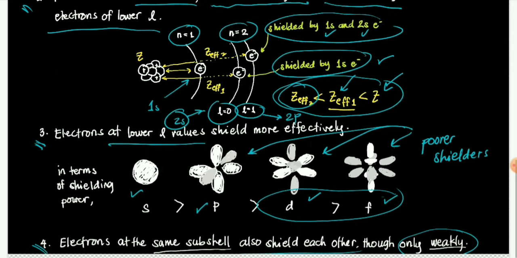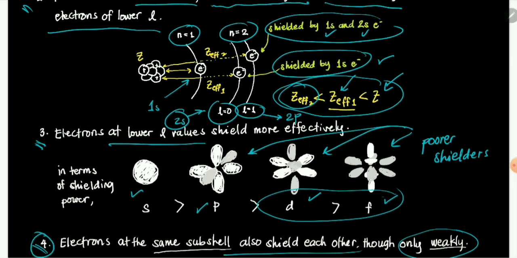Okay? So, finally, number 4, electrons at the same subshell also shield each other, though only weakly. So, kung meron kang electron na nasa iisang orbital, okay, kung dalawa sila, yung dalawang electrons na yun, nag-shield sila ng isa't isa. Pero that's the weakest type of shielding. Shielding of electrons in the same orbital. Okay?